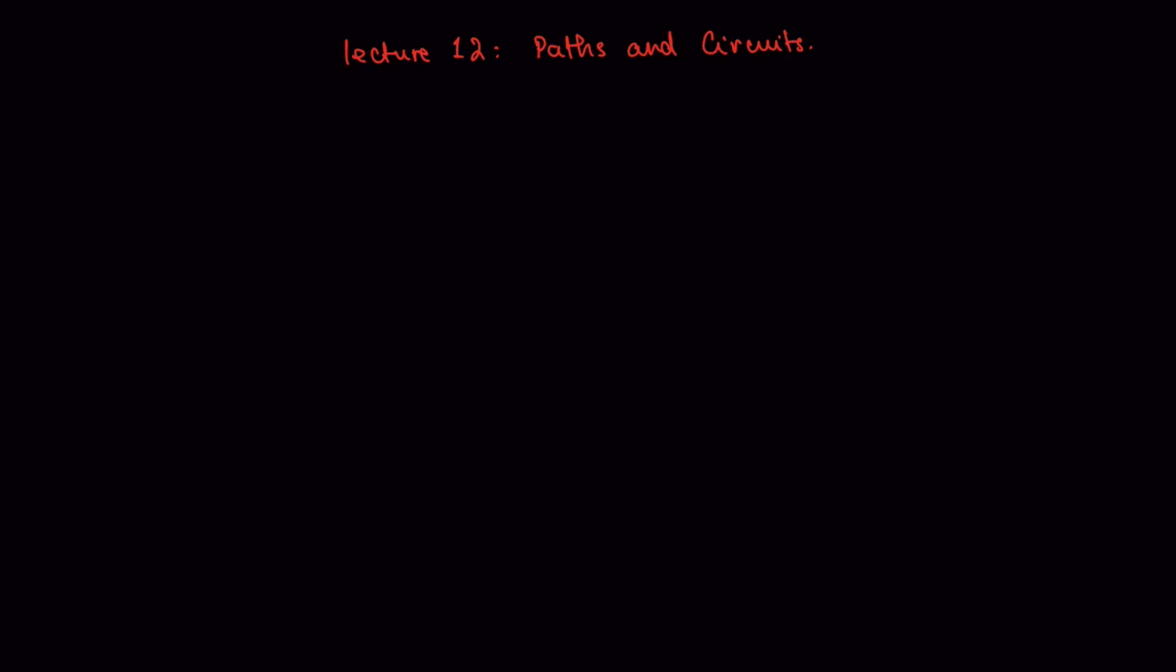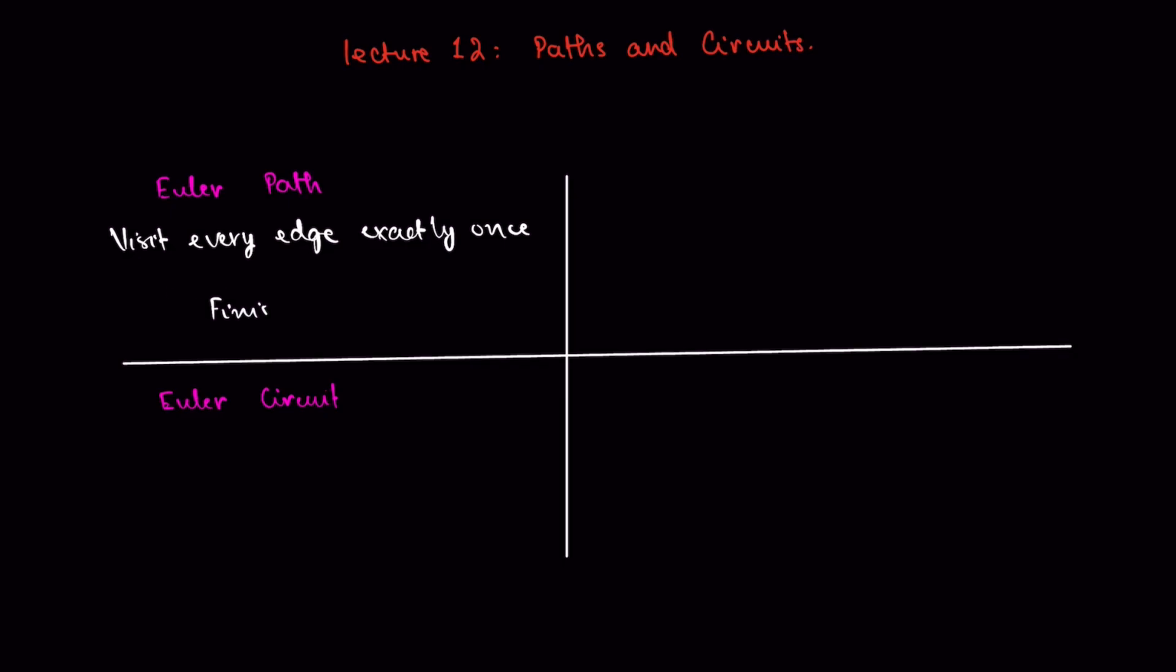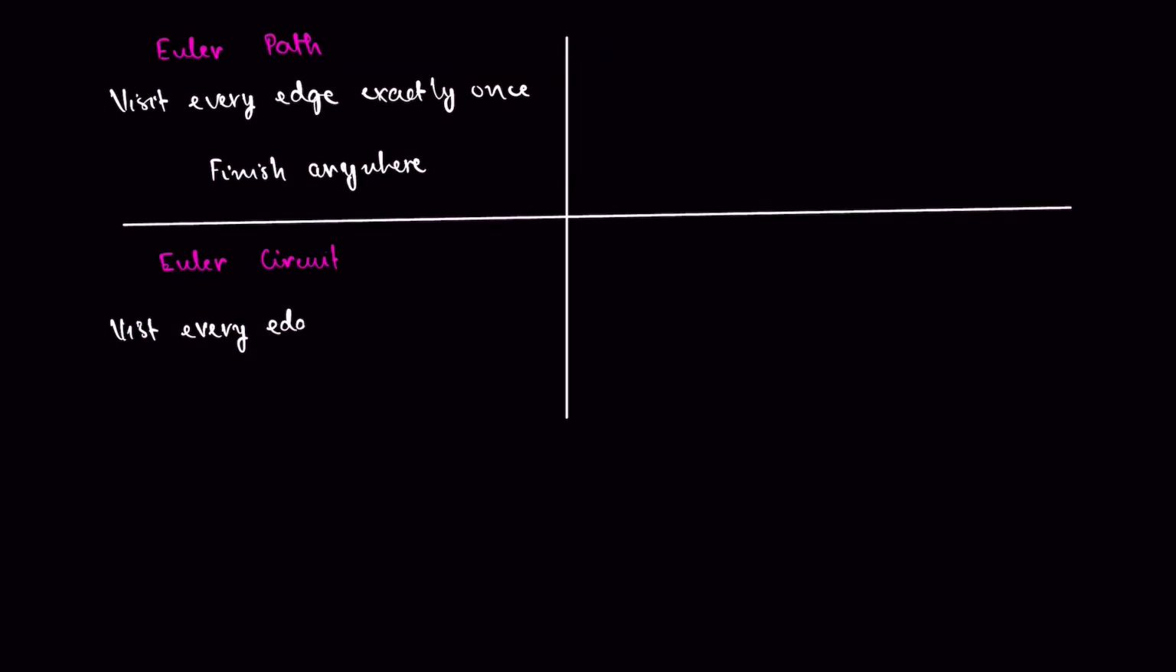So I would like to make a table to compare the types of algorithms that we know. In the last video, we have Euler path and Euler circuit. For Euler path, you visit every edge exactly once, and you can finish anywhere. For Euler circuit, you also visit every edge exactly once, but you finish back where you start. In this video, we're going to look at examples related to Hamiltonian path and Hamiltonian circuit.